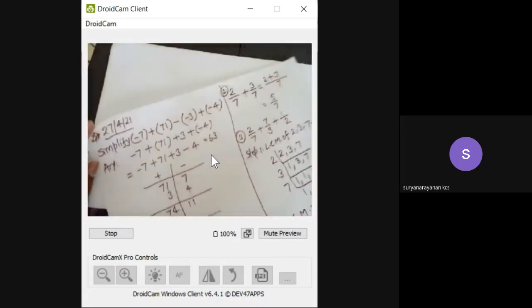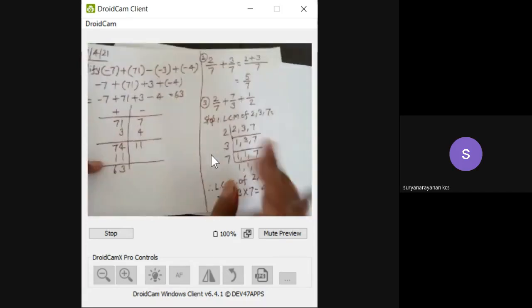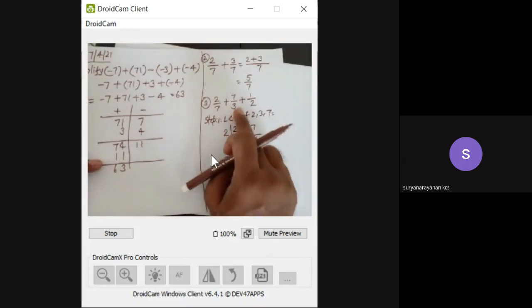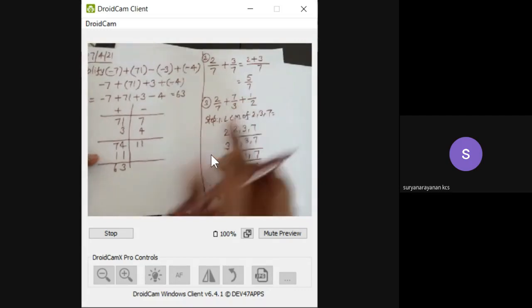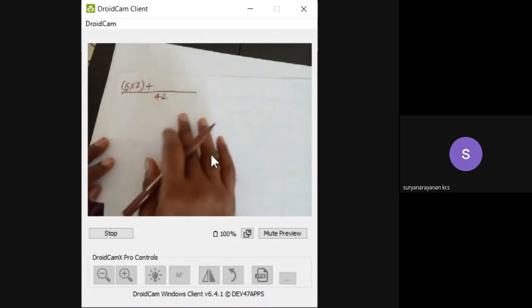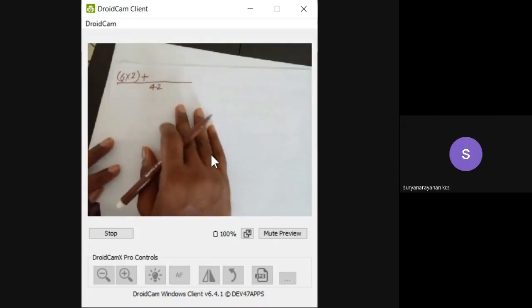Plus, come to the second fraction. What is the denominator here? 3. So we have to consider the 3 table. How many times does 3 go in 42? In this number 42, how many times? 14.